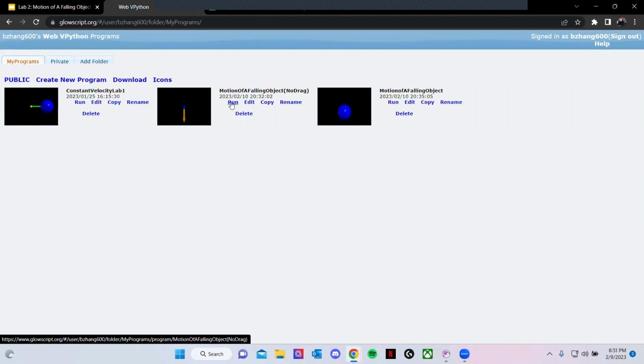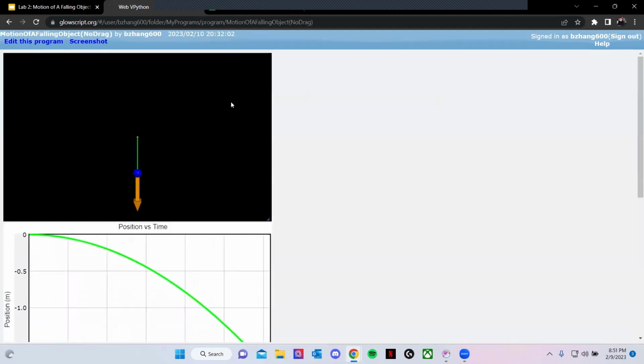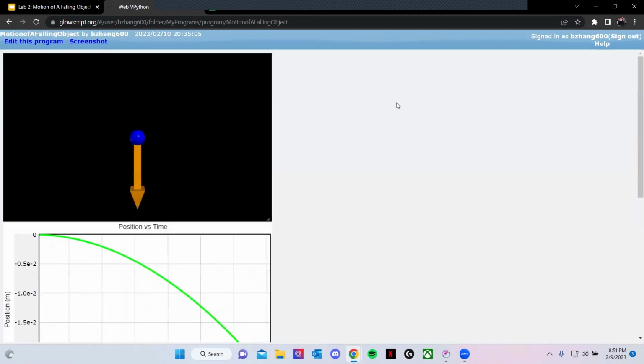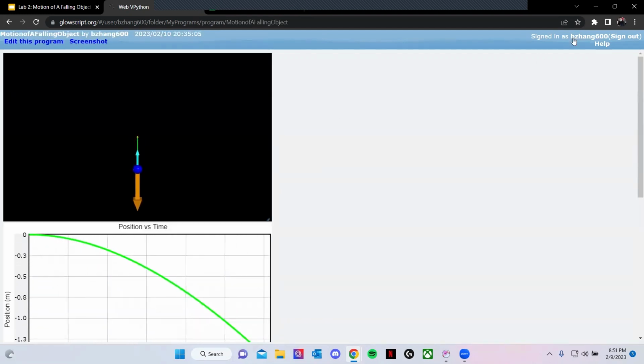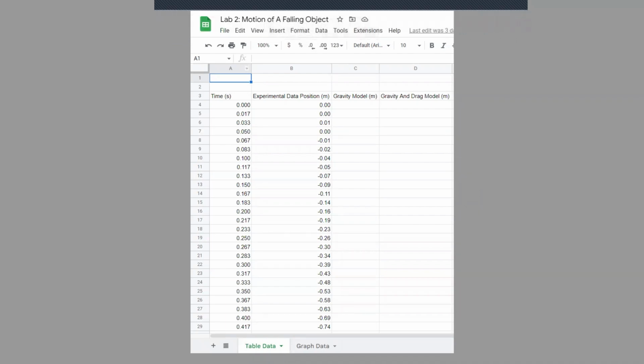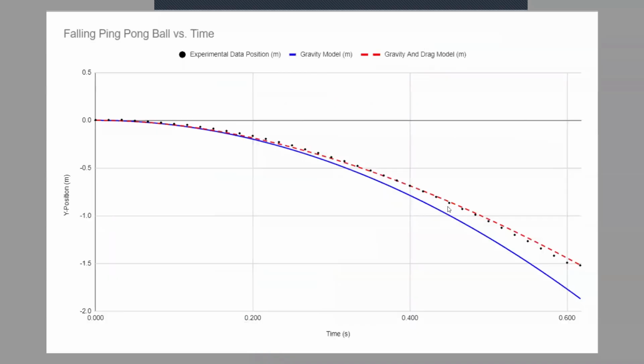In order to gather the predicted motion of the ball, a Python program was created via closed group. In the case of the predicted motion of the ball, two separate motions were run. One with gravity, shown here, and one with both gravity and drag, shown here. And here you can see the drag force. Finally, the observed position and predicted positions were plotted via Google Sheets and compared, shown here and here.